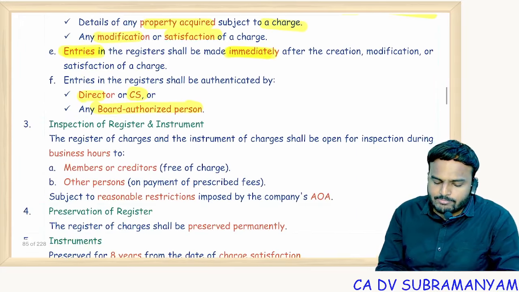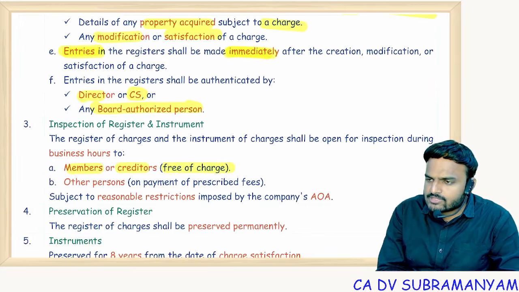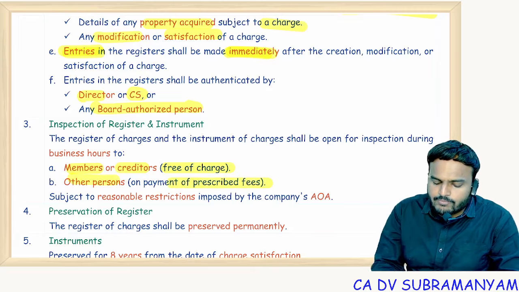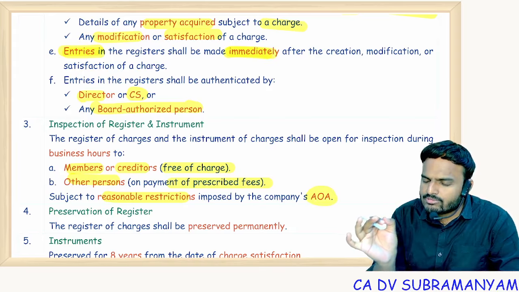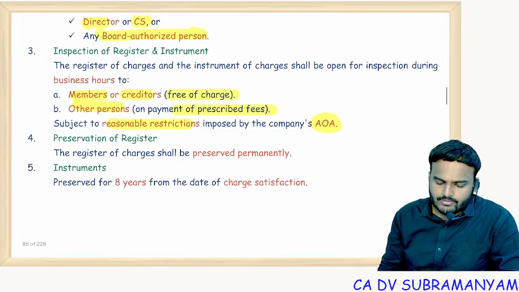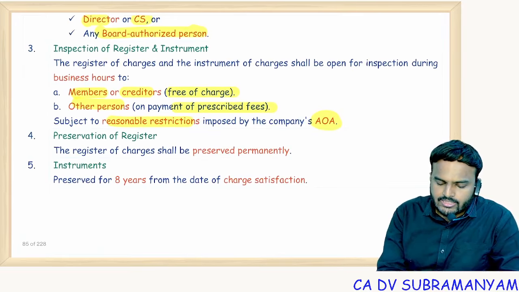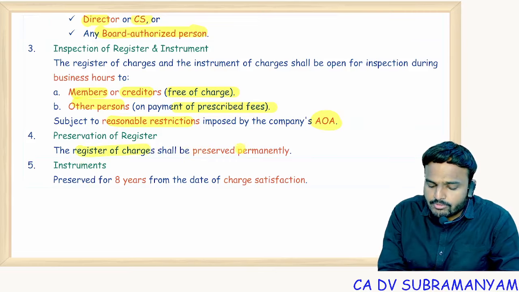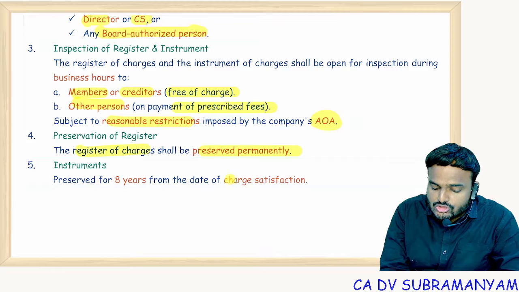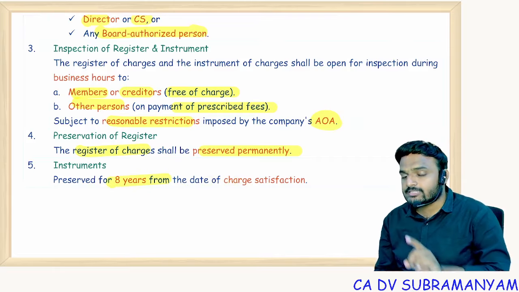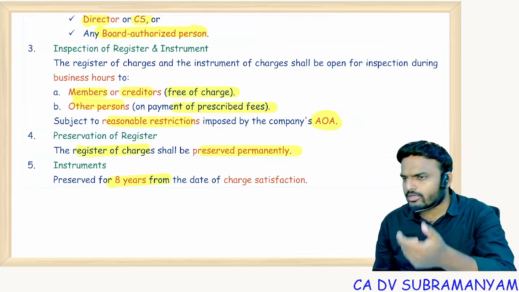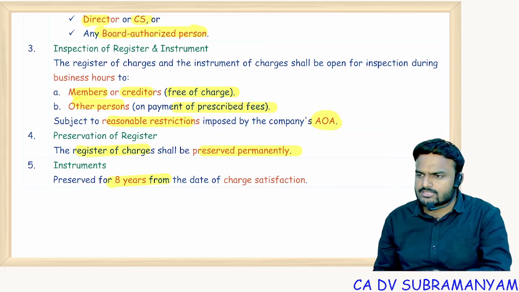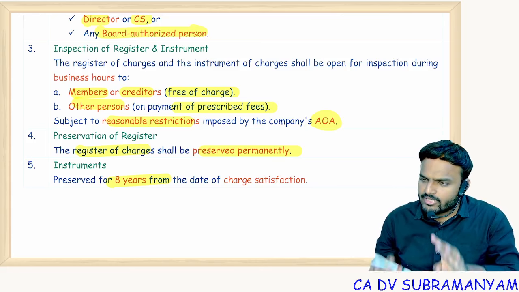Now coming to the inspection: members and creditors free of charge, others on payment of prescribed fees, subject to reasonable restrictions imposed by the company's AOA. For example, minimum 2 hours inspection during business days. The register of charges should be preserved permanently, but instruments for 8 years. Registers permanently. Charge instruments, mortgage deed documents, CHG 1, CHG 9, these forms should be maintained for 8 years.